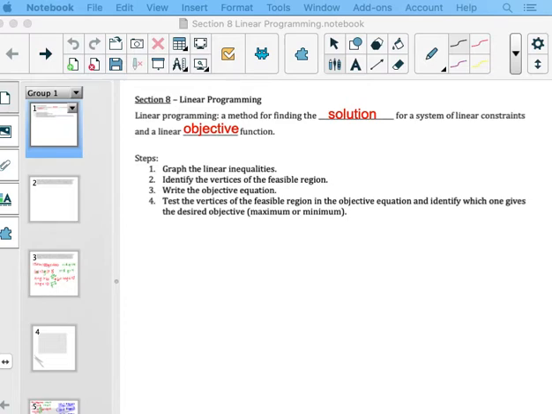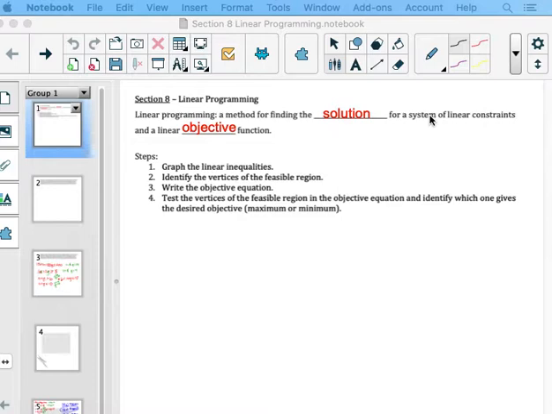Okay, so in this section here of section 8, linear programming, I have a couple things up here for us to fill in if you haven't yet. So linear programming is a method for finding a solution for a system of linear constraints and that you have a linear objective function. So you have a goal in mind.